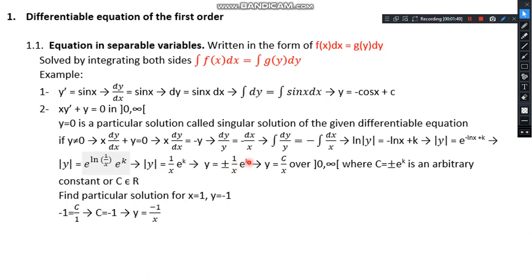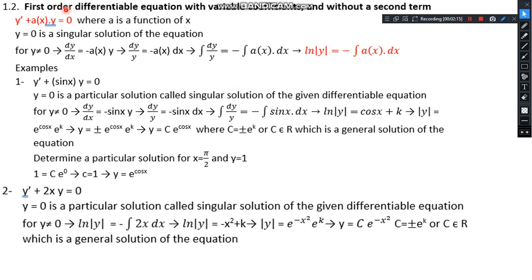Plus or minus e^k is a constant because k is a constant, so it can be written as c over x, where c equals plus or minus e^k, or you can say c is a constant belonging to R. Suppose I want to find c, and I gave you a particular solution for x equal to 1 and y equal to minus 1. If you replace, you get c is minus 1, and you replace. So with separable variables, you can put x alone and y alone.